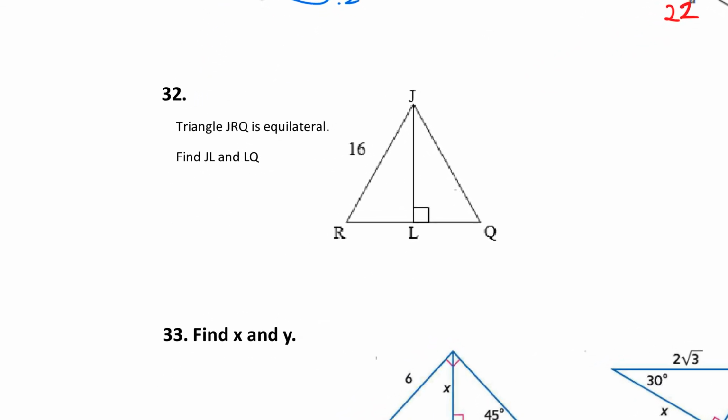Okay, number 32 says this is equilateral. So all the angles are 60 degrees. This gets split in half to make 30, 60, 90. That's 16. So from here to here is half of 16, which is 8. So this is 8 also from here to here. And this is just 8 square roots of 3.